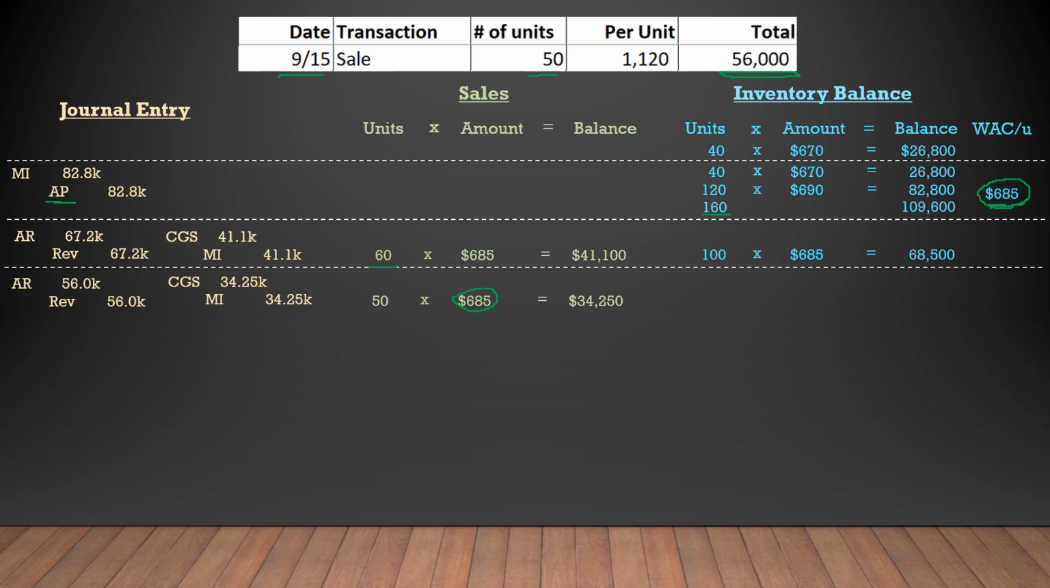The amount for our journal entry, $34,250. We previously had 100 units on hand and we just sold 50 units. So we have 50 units left at $685, or $34,250 worth of merchandise inventory.